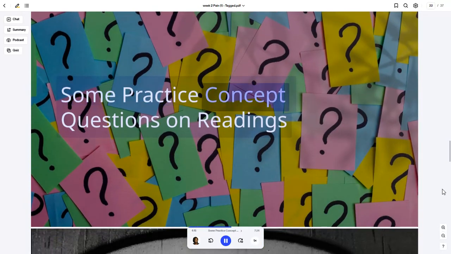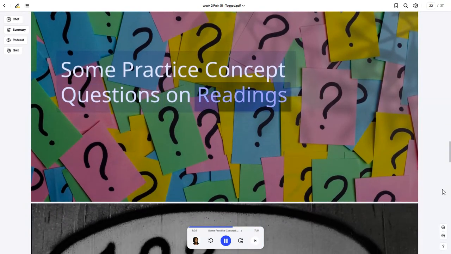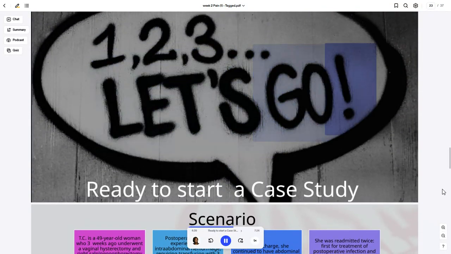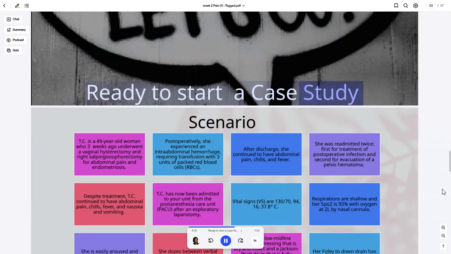Some practice concept questions on readings. 1, 2, 3, let's go. Ready to start a case study.